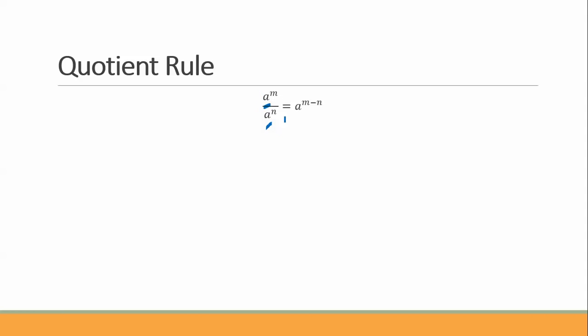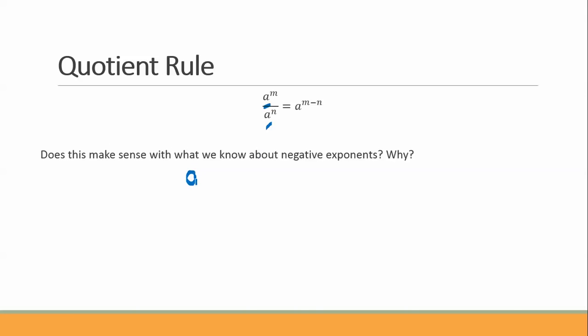A to the m divided by a to the n is a to the m minus n. Does this make sense with what we know about negative exponents? We know that a to the m over a to the n is equal to a to the m times 1 over a to the n. That 1 over a to the n is a to the negative n. So a to the m times a to the negative n.